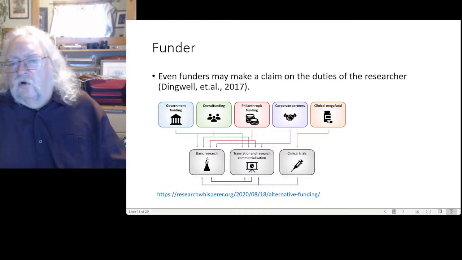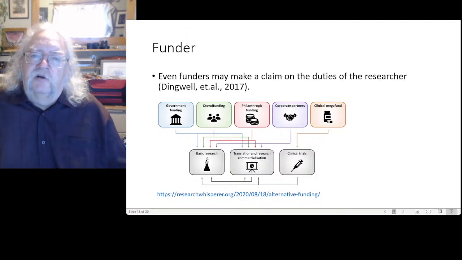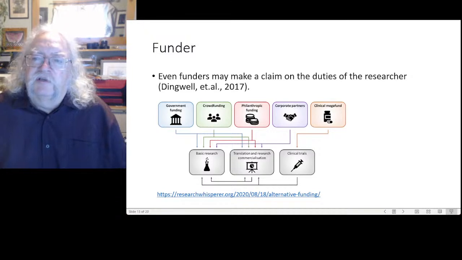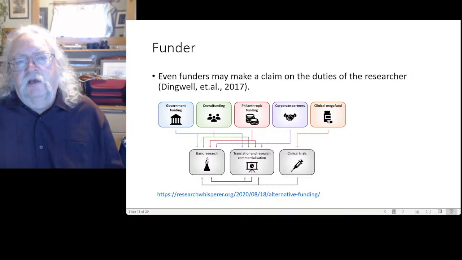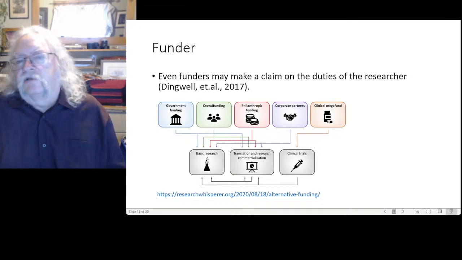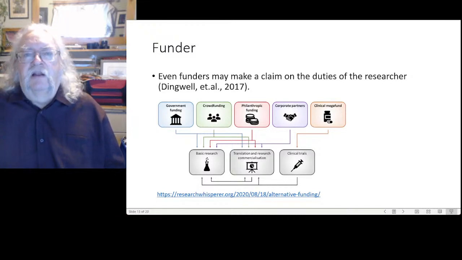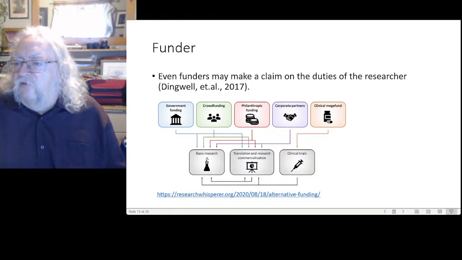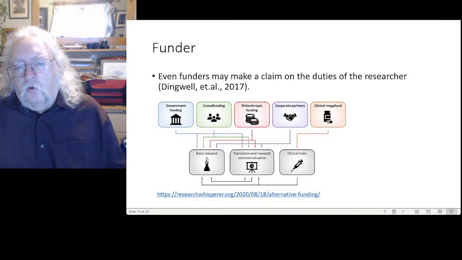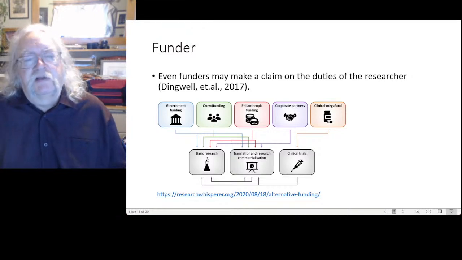Sometimes in these codes we can see at the very least implicit recognition that a funder may make a claim on the duties of the researcher, as Dingwell specifically says. Now, the funder is very often distinct from the employer, very often distinct from the client or the customer. And when we get cases like, for example, government funding, crowdfunding, philanthropic funding, corporate partners, or say venture capital, or other funds, the holders of these funds may expect that the recipients of the funds have an ethical obligation to them. And we see this actually implemented in some places.